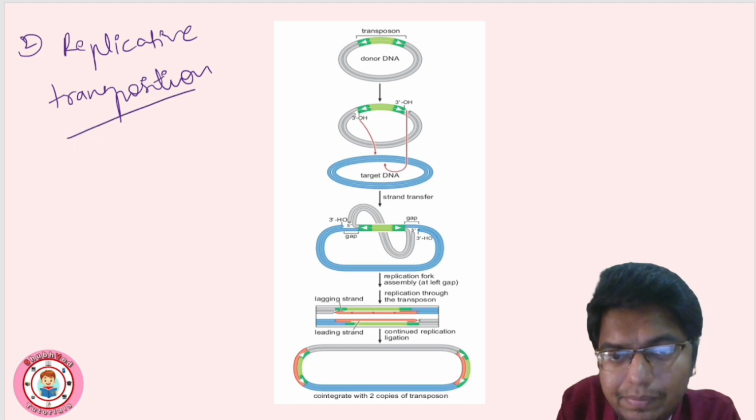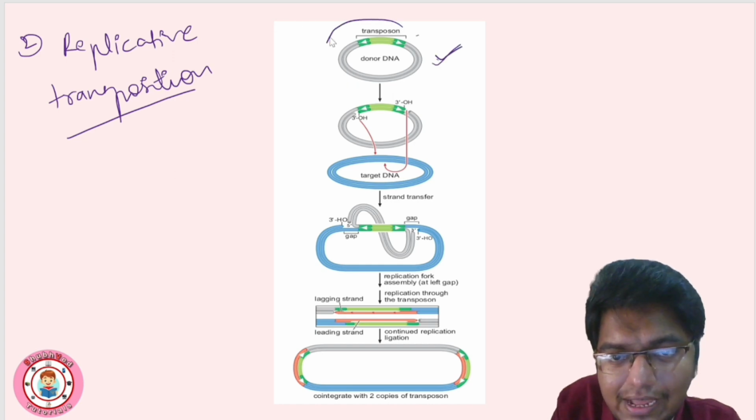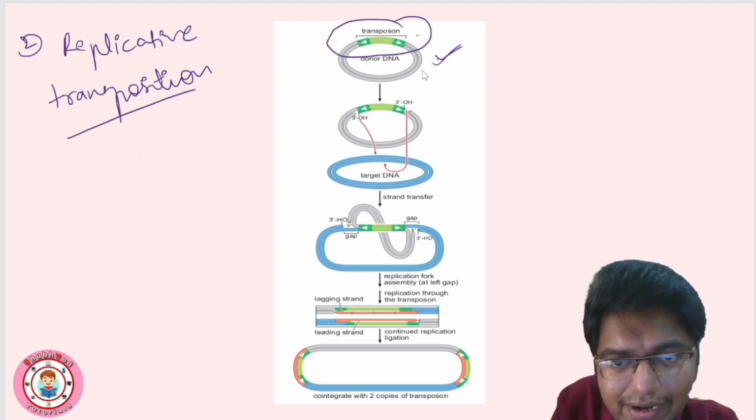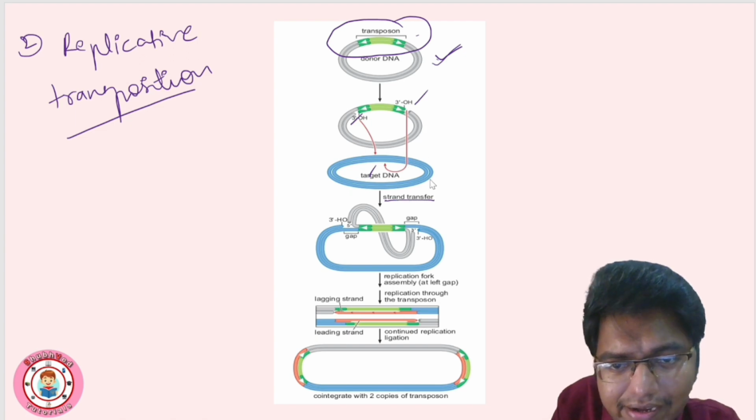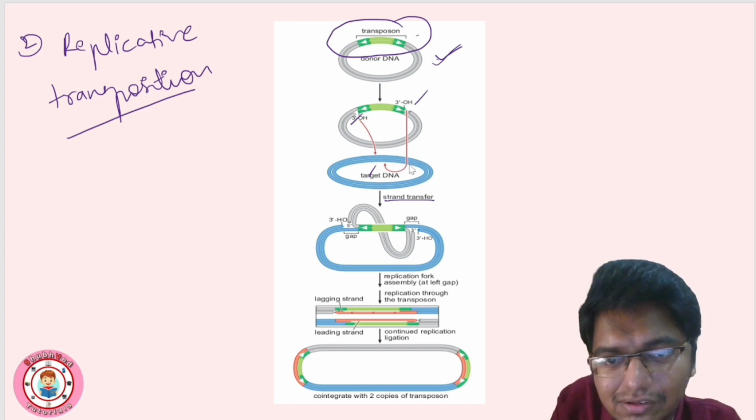Okay, replicative transposition. From the name only we can see that replication will be taking place here, right? This is a donor DNA, you can see here, and this is a transposable element. Now this attacks a 3' OH after cleavage attacks the target DNA, we can see here. Then strand transfer takes place. So this will transfer the strand here.